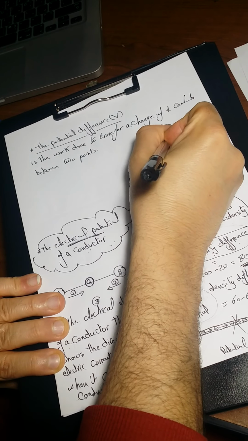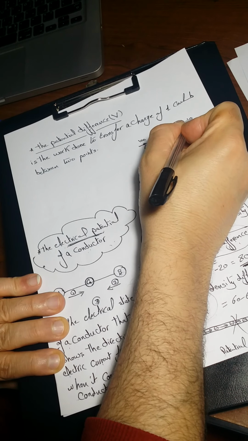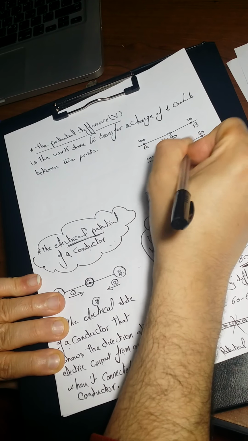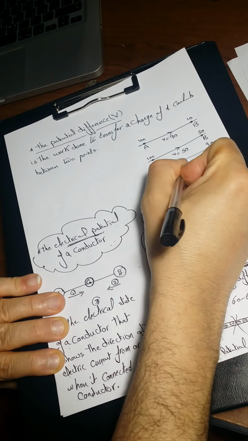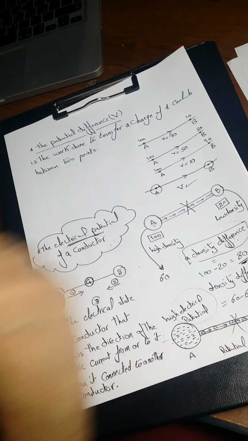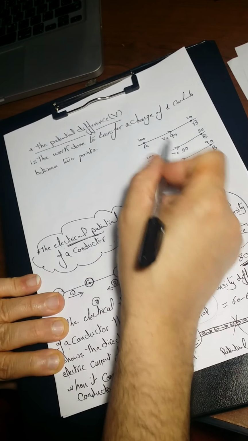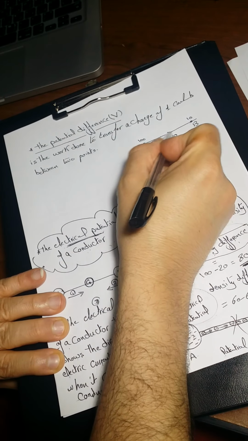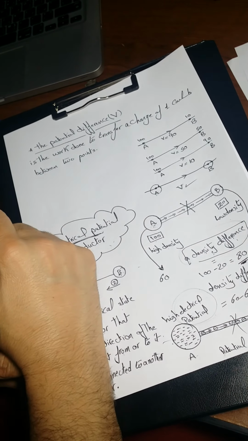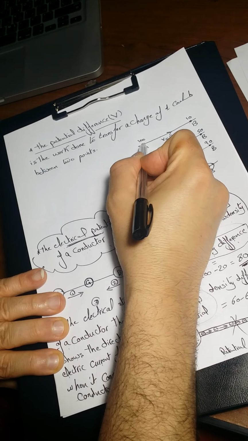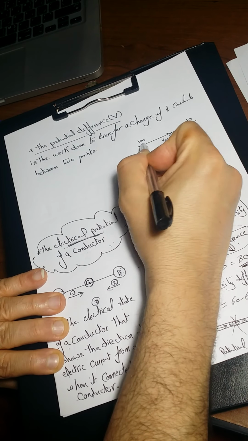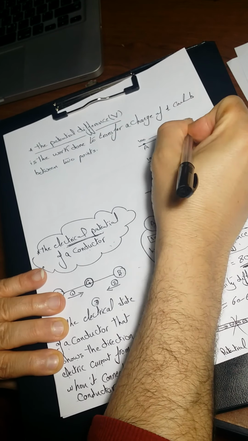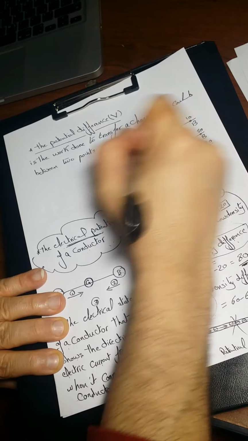So the potential difference here equals 100 minus 10, which is 90. The potential difference here is 100 minus 50, equal 50. The potential difference here equals 10. So which wire has the greater potential difference? The first one, because the potential difference is 90. It means there is a big difference between point A and point B. This big difference will make the electrons move fast from point A to point B, because there is a big difference between them.